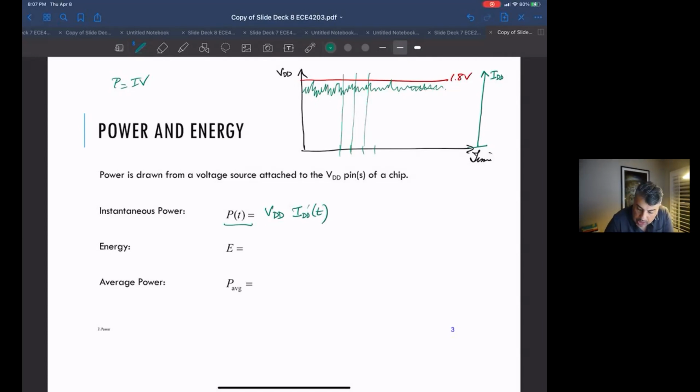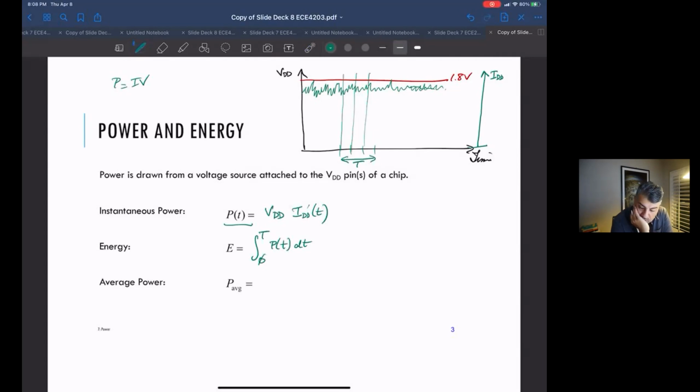Okay, now energy is defined as, it's not really the average, it's the total power. You can define energy over a particular length of time. So if I look at this length of time, let's call this time t, my energy would be the instantaneous power integrated over that time. Okay.